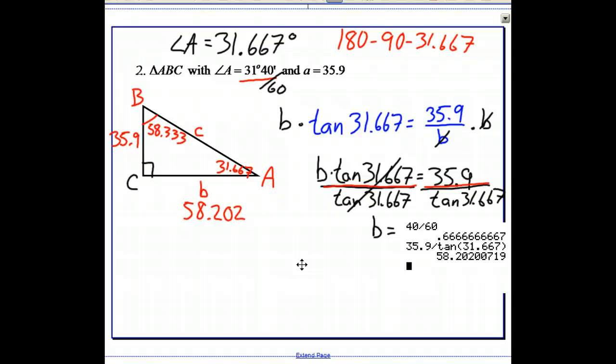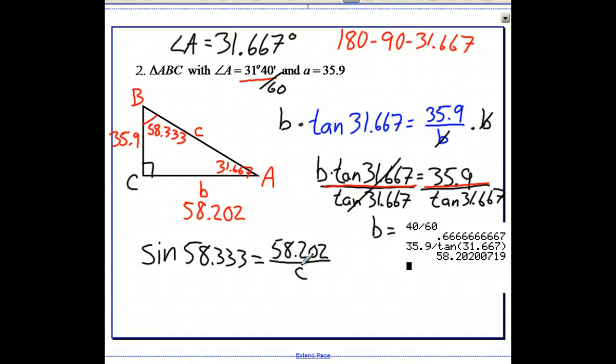All right. Well, we have one thing left to solve for, and that's C. You can either use the Pythagorean theorem or you can use any of our functions here. So I'm going to choose to use the sine of our B angle, or 58.333, is equal to our opposite side, 58.202, divided by our hypotenuse, or C.